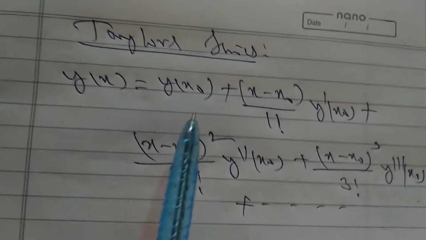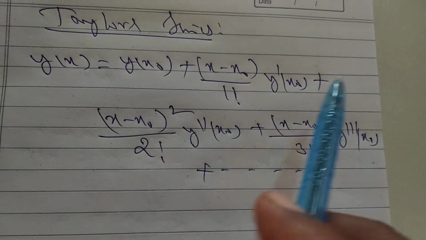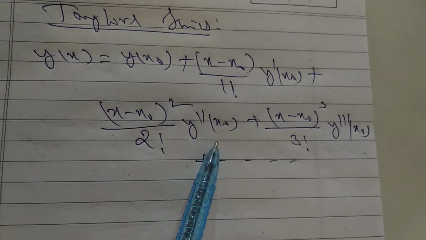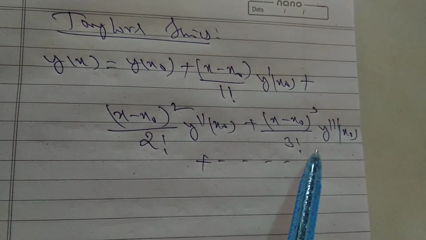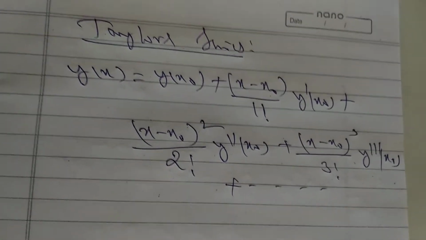So y of x is equal to y of x naught plus (x minus x naught) divided by 1 factorial into y dash of x naught, plus (x minus x naught) whole square by 2 factorial into y double dash of x naught, plus (x minus x naught) whole cube divided by 3 factorial into y triple dash of x naught, plus etc. That is the formula. Now we can take one problem.